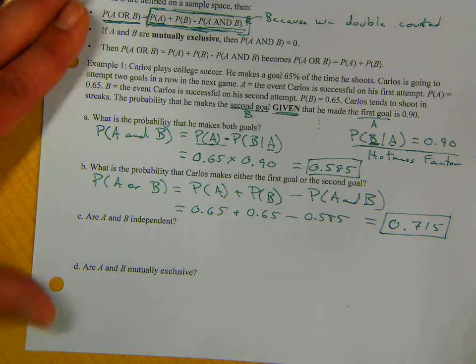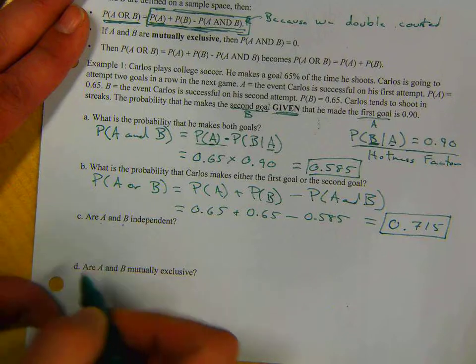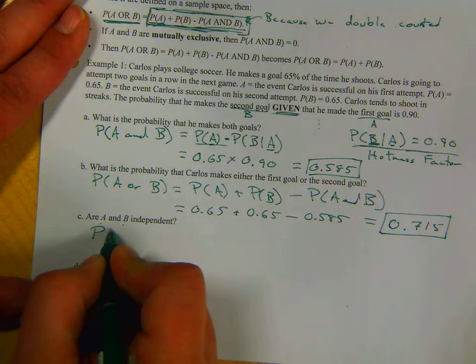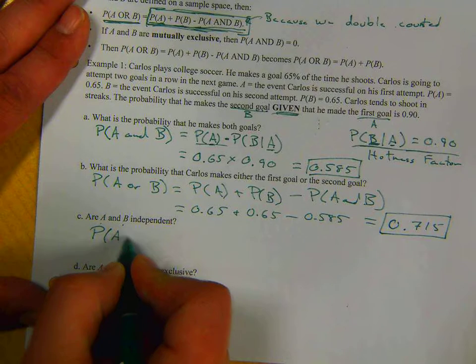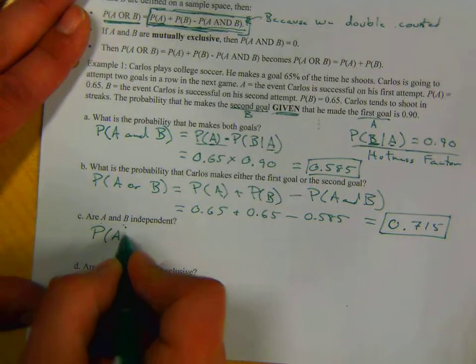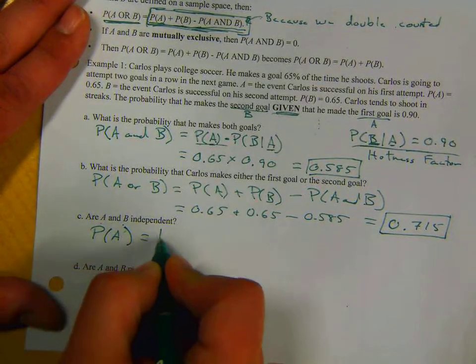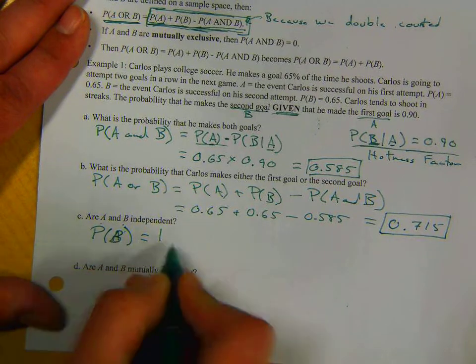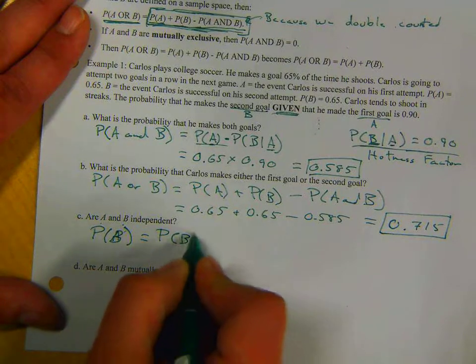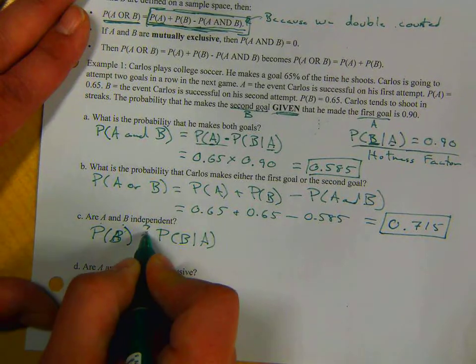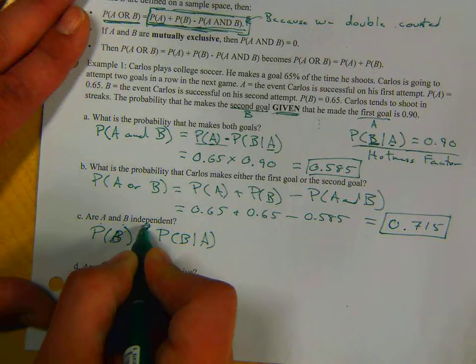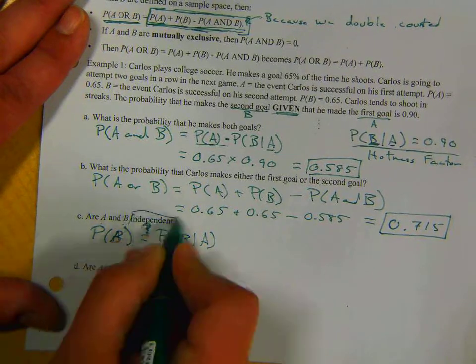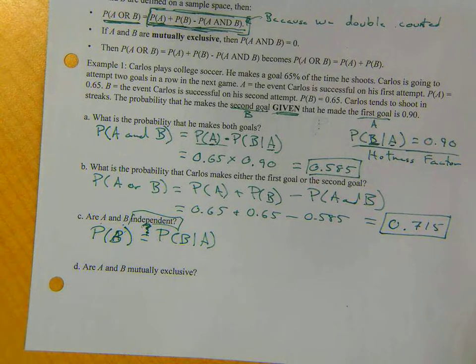All right. So third question, are A and B independent? To define this, we would say the probability of B really equals the probability of B given A. Is this true? Like I said, with this independent thing, we need to be able to write these statements to try and see if they're true or not. Are these two things equal?